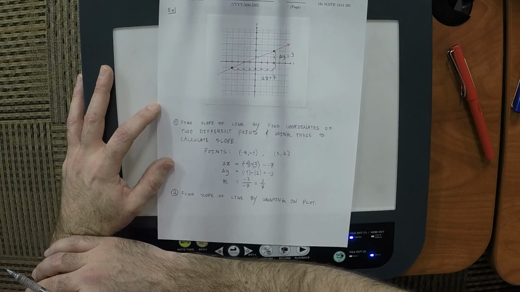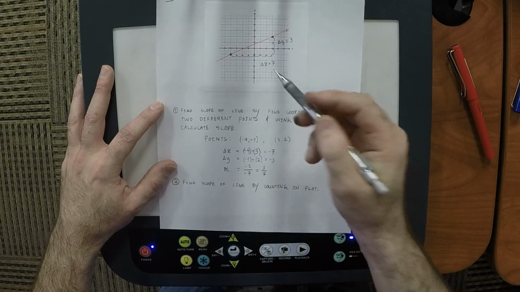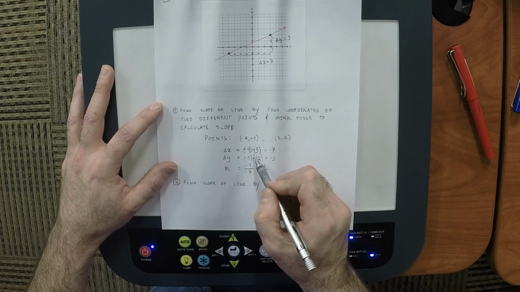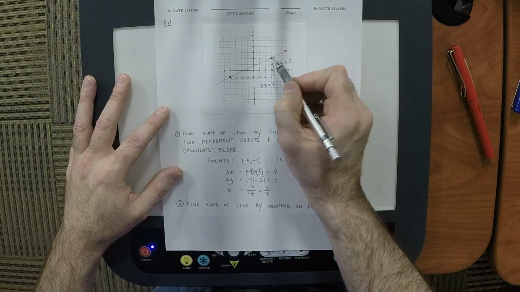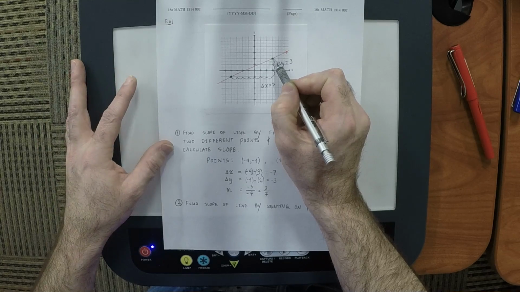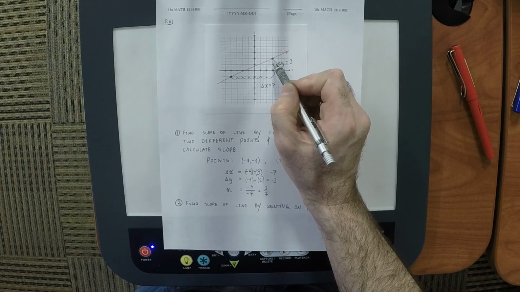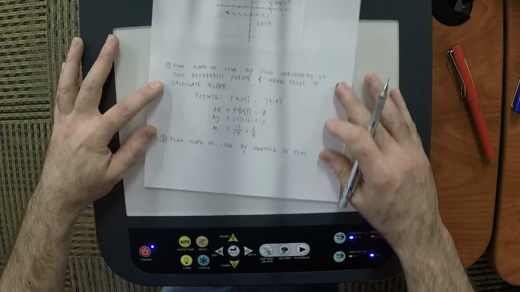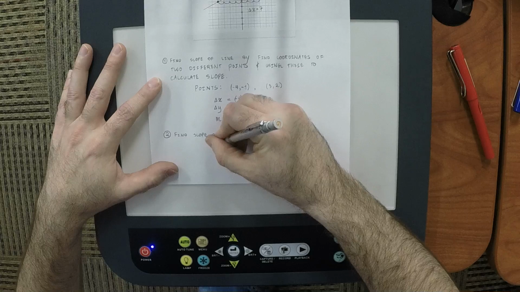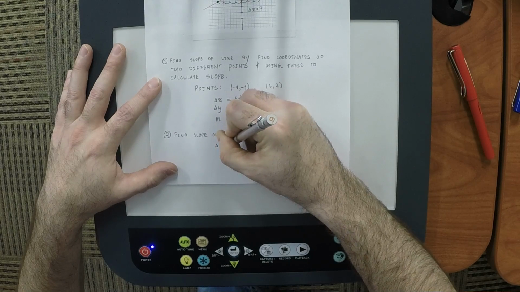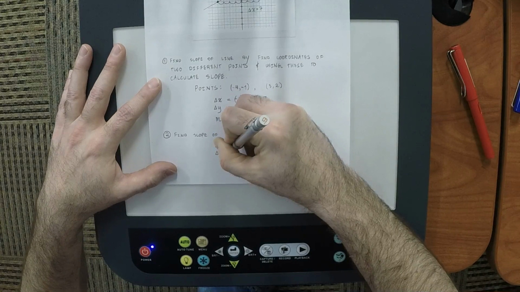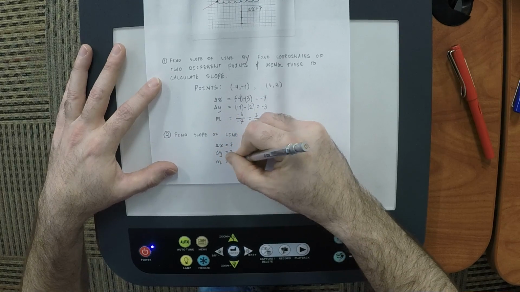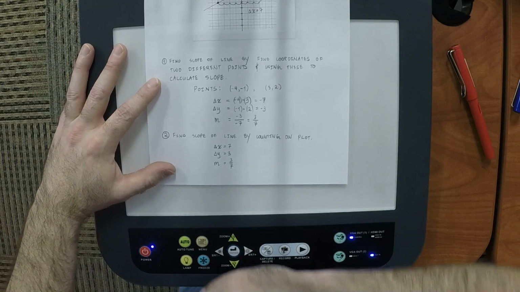That's a visual manifestation of the fact that it doesn't matter what order you subtract these in, so long as you subtract them in the same order. And it doesn't matter what point you start from, as long as you end at the other point. So that's a visual manifestation of that same rule. As a result, we're able to conclude that delta x is 7, delta y is 3, and the slope m is 3 over 7. Of course, it's the same result as above.